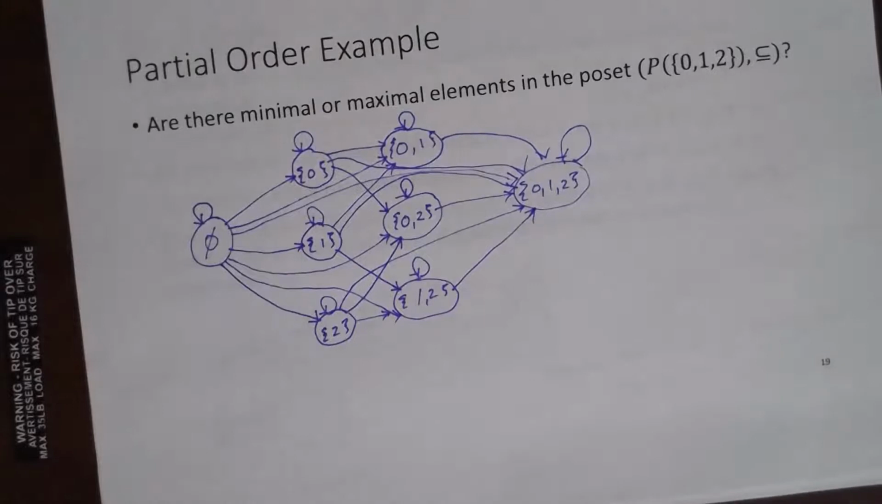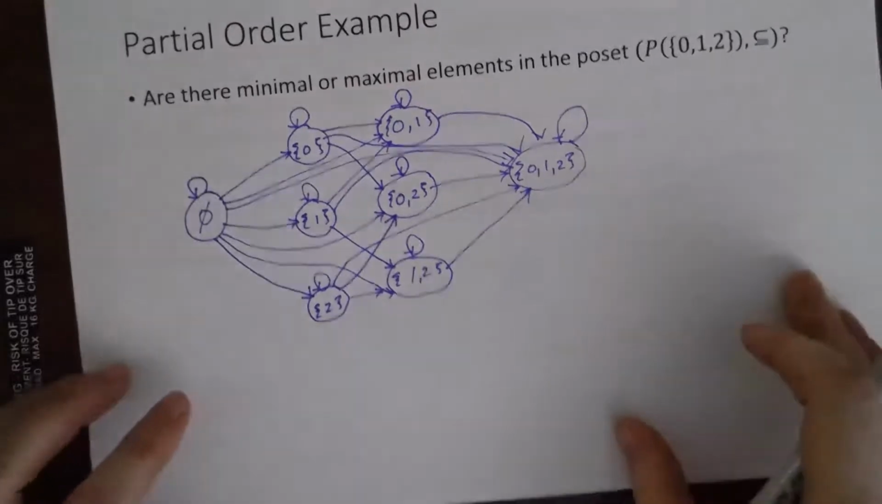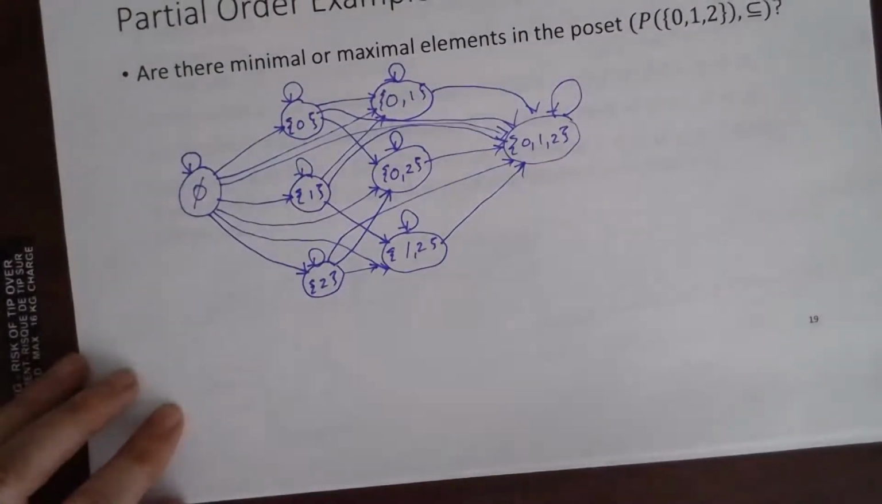And on the next page, you'll be so glad that some guy named Hasse decided to come up with an easier diagram for these things, because there are so many edges in here, it's hard to keep track of. But there it is. If we had to do a diagram of that partial order, it's got all those edges in it. Okay, and our question was, do we have minimal or maximal elements?